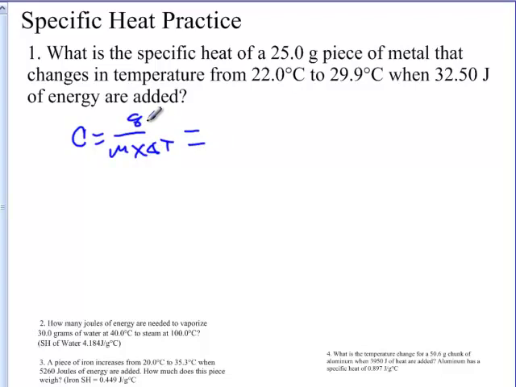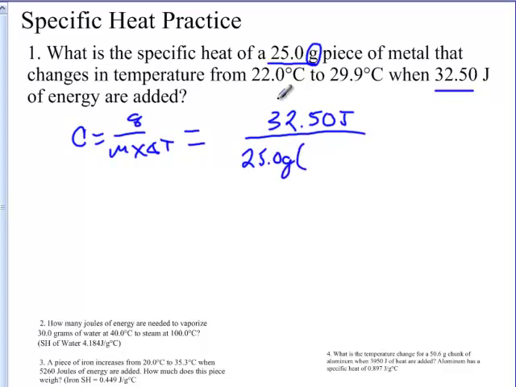Okay, Q is our energy in joules. That's this value over here. So I'm going 32.50 joules. Okay, and then my mass is right up there. Now you might wonder, well, how do I know that's the mass? Well, look at the unit. It's in grams, so that's what tells us. Okay, so 25.0 grams, and we're going to multiply that by the difference between these two temperatures. So the final temperature is 22.9 degrees Celsius, and the initial temperature is 22.0 degrees Celsius.